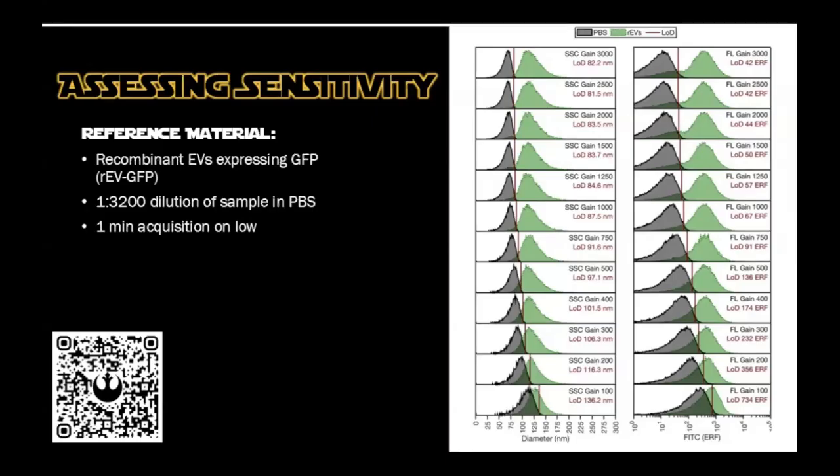And for fluorescence, this is an even bigger improvement in terms of units, where we've gone from gains of probably 200 or 300, where we're in the hundreds of ERF, down to just 42 ERF at optimal detector settings. And you'll see that the output graphs that you get with FCMPass will show you the lower limits of detection in calibrated units, and you can go away and validate these with EVs.